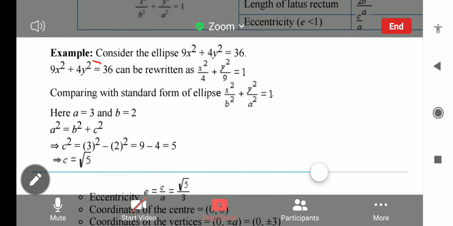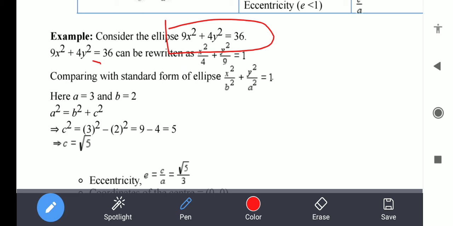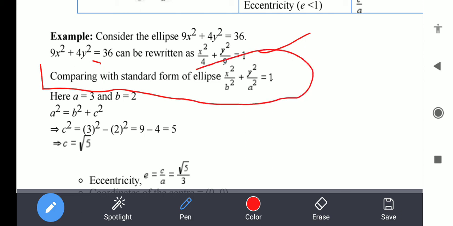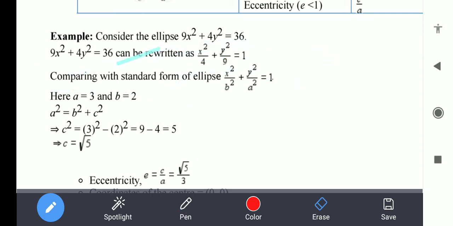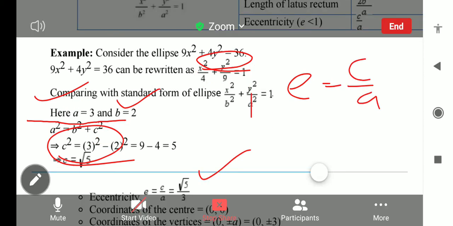For example, consider an ellipse 9x square plus 4y square is equal to 36. On dividing by 36 both sides, we get x square upon 4 plus y square upon 9 is equal to 1. It is the second case, that is x square upon b square plus y square upon a square is equal to 1. The value of b square is 4, so the value of b is 2. Similarly, a square is equal to 9, so a is equal to 3. You know the relation a square is equal to b square plus c square. We get the value of c, that is under root 5. The value of eccentricity is c upon a, that is root 5 upon 3.